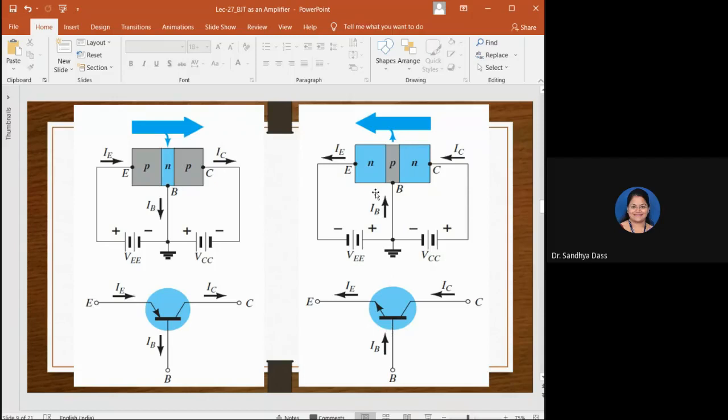Now, since the emitter current crosses to the collector, the whole of the emitter current will move towards the collector, but there will be a small amount of base current, isn't it? So we can write that the total collector current depends on the emitter current, and it depends on some amount of gain, and that gain times the emitter current will be equal to IC.